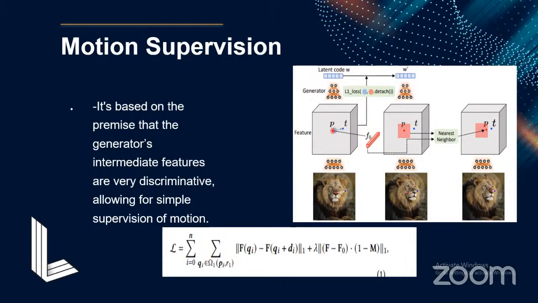So we are discussing motion supervision and point tracking. There are two methods to solve this problem in DragGAN. So first of all, by using this method, you take the points of the picture and move them to the target point.